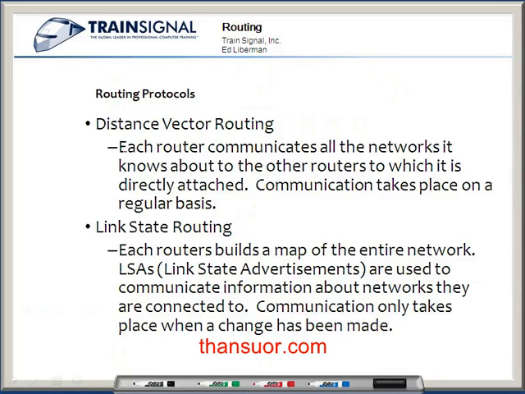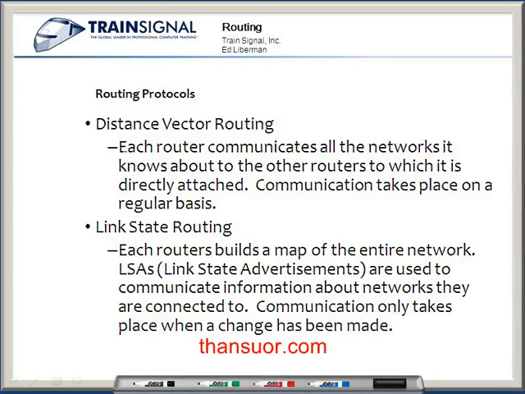Now we need to move on and talk about how this actually happens. As far as, that's fine that we now know the basic logistics of routers talking to each other. But the way this is actually done is through the use of something called routing protocols. Now, routing protocols are divided into 2 different types. One type is what's called distance vector routing.